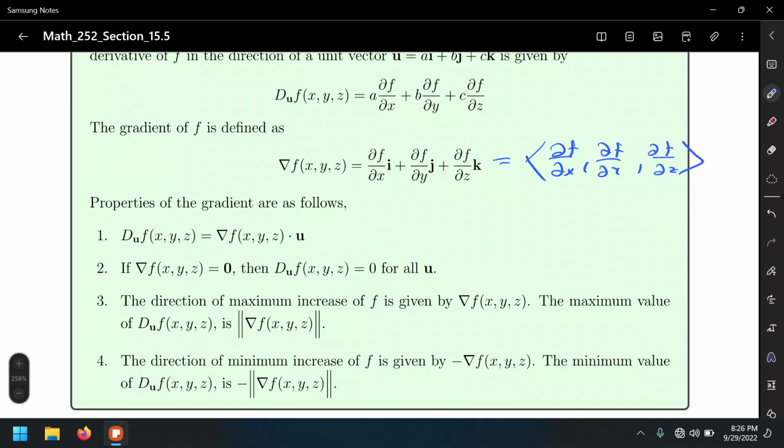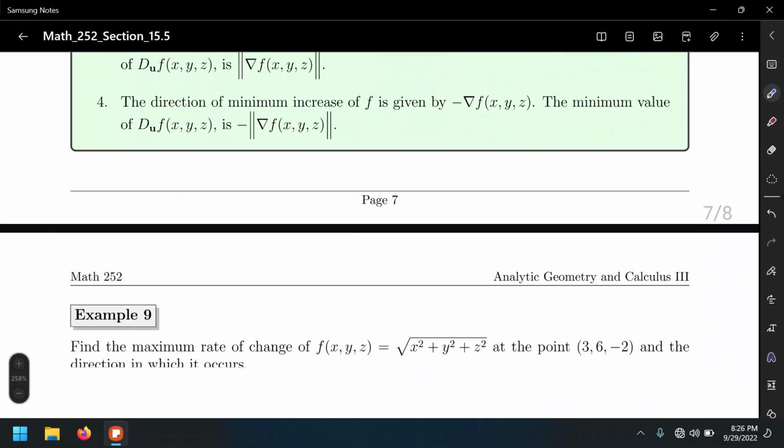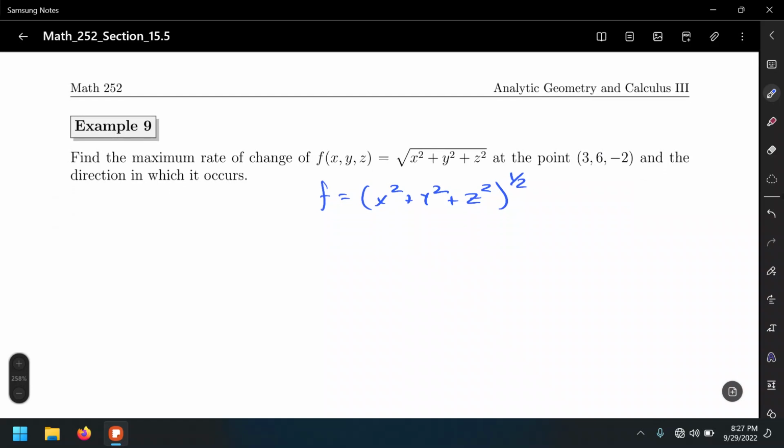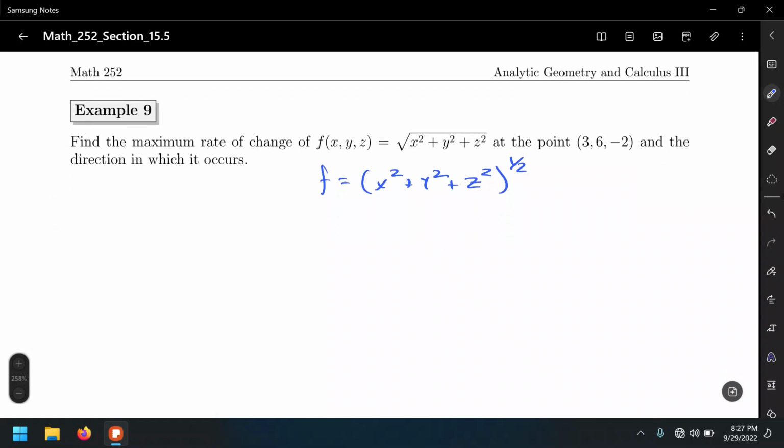So they're asking us to find the maximum rate of change of this given function f of x, y, z equals the square root of x squared plus y squared plus z squared at the point (3, 6, -2), and the direction in which this maximum rate of change occurs. So they're asking us for both things. Alright, so let's rewrite the function f as x squared plus y squared plus z squared to the 1/2. And let's find the three partials. We need to find three partial derivatives to get the gradient vector in this case.